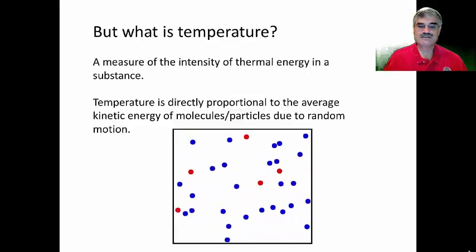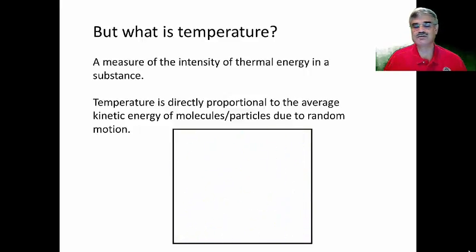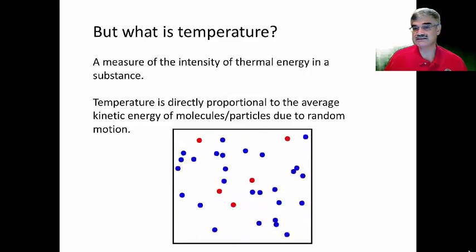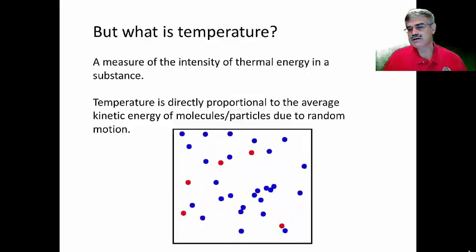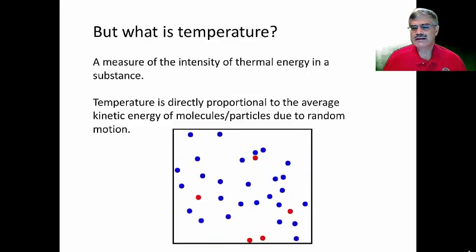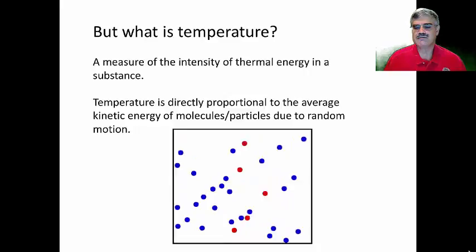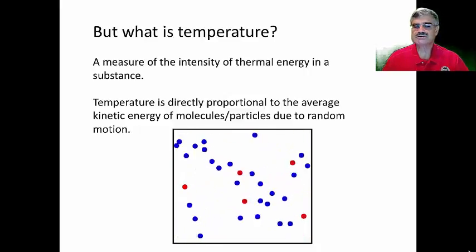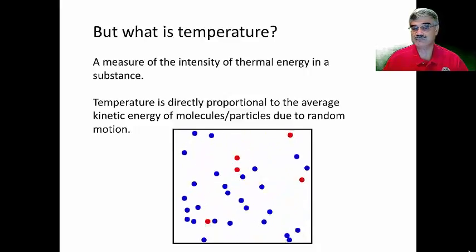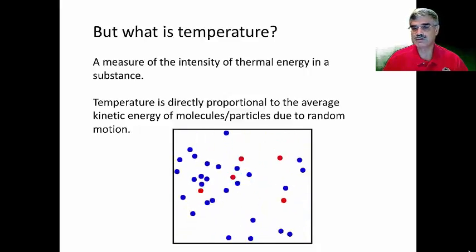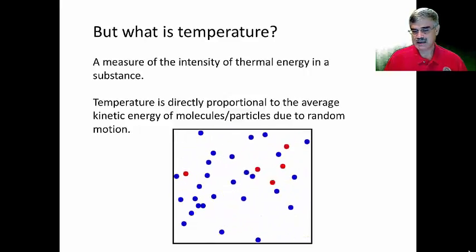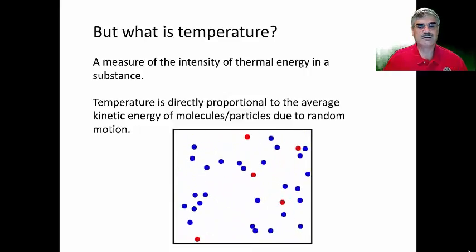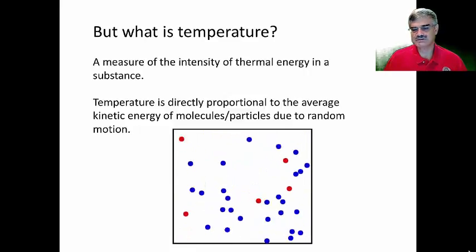Now, for a long time, scientists attempted to understand this in terms of the flow of something called caloric, which they visualized as a fluid. But now we know that temperature really is a measure of the kinetic motion of molecules. Temperature is directly proportional to the average kinetic energy of molecules or particles due to random motion. And the little graphic shows a representation of red and blue molecules in random motion.